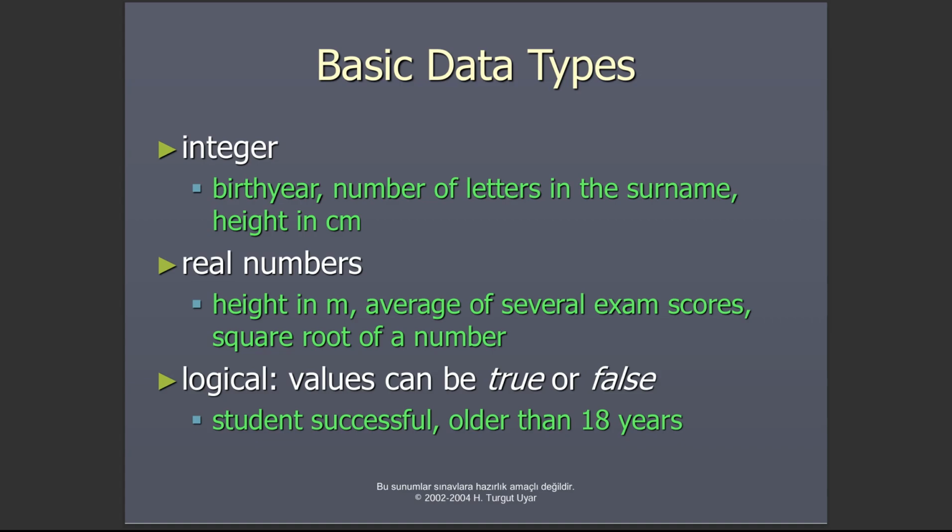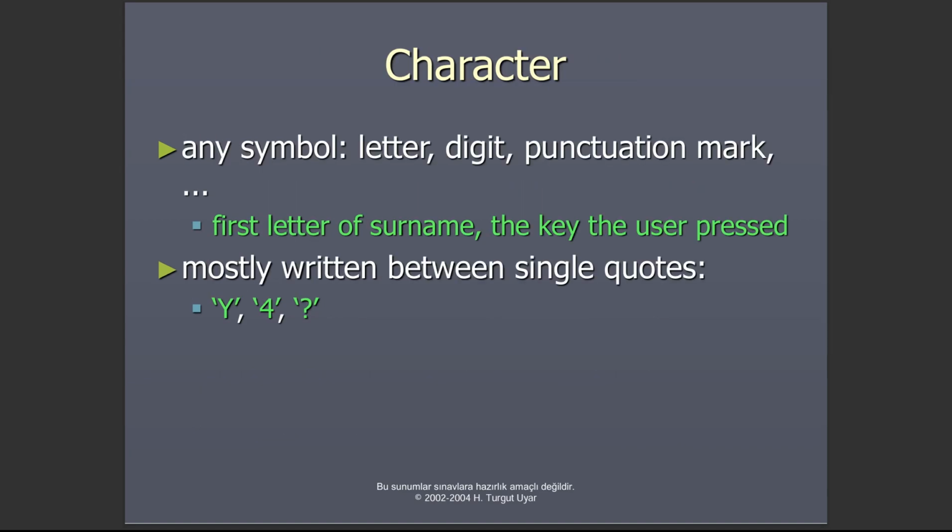It's the important one. And char, or character, the abbreviation for character. A character is any single symbol like a letter, number, or punctuation mark. For example, the first letter of a surname, the key pressed by a user. In programming, we write characters between single quotes like 'e', '4', and question mark. Characters are the building blocks for strings, which we'll learn about soon. We will learn string, don't worry.